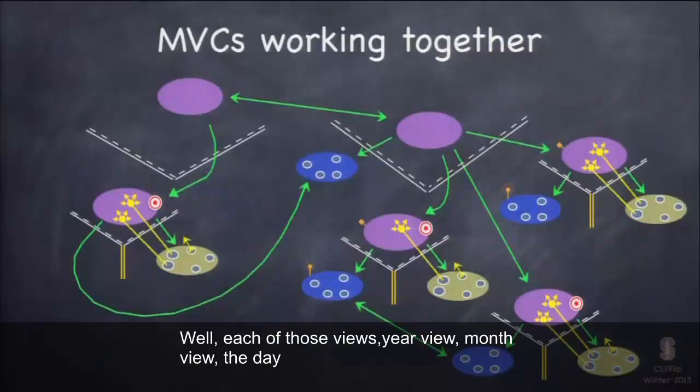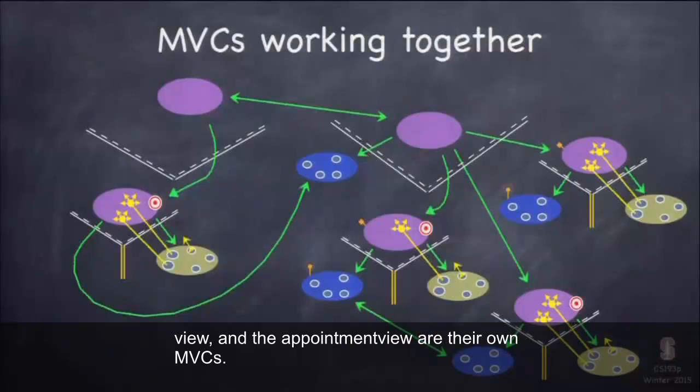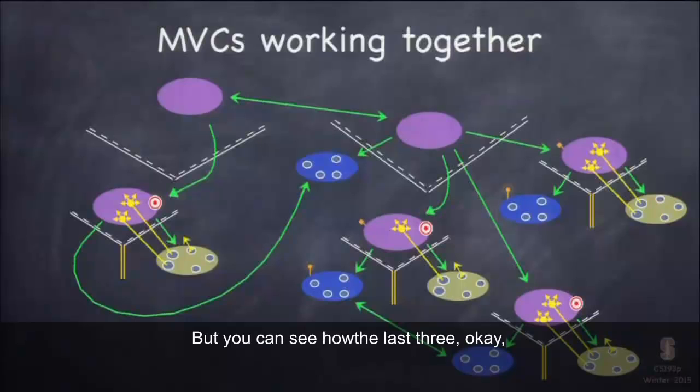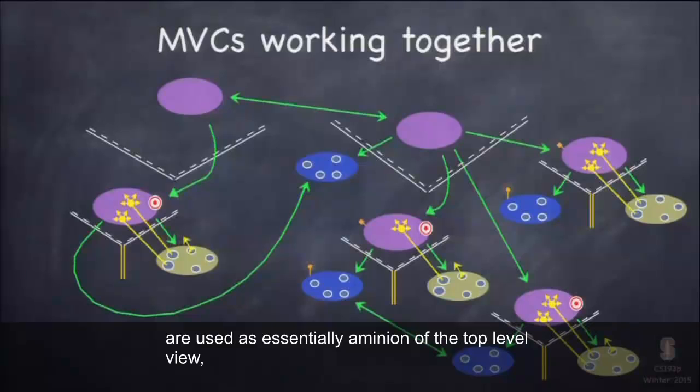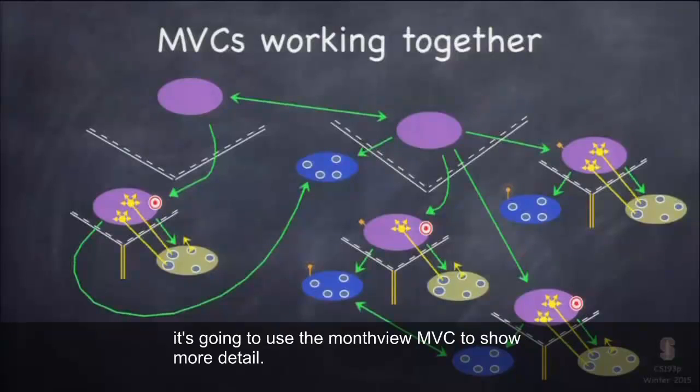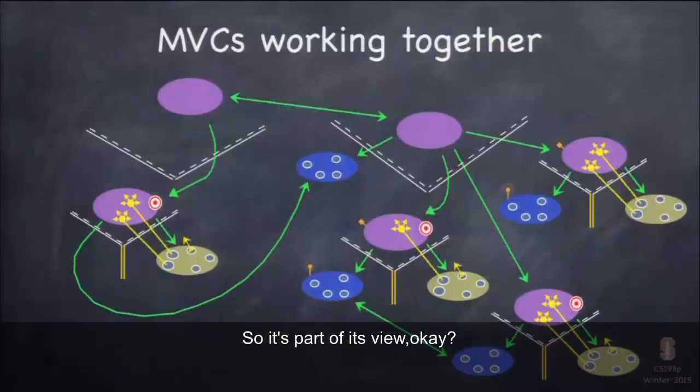Okay? Well, each of those views, the year view, the month view, the day view, and the appointment view are their own MVCs. But you can see how the last three are used as essentially a minion of the top level view, the year view, to show more detail. So the year view, you click on a month, it's going to use the month view MVC to show more detail. So it's part of its view.